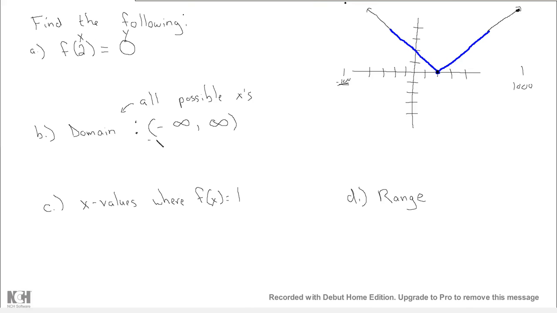We always use parentheses on the interval when infinity is involved, because infinity is something we can never reach, and the parentheses imply that we never reach the endpoints.